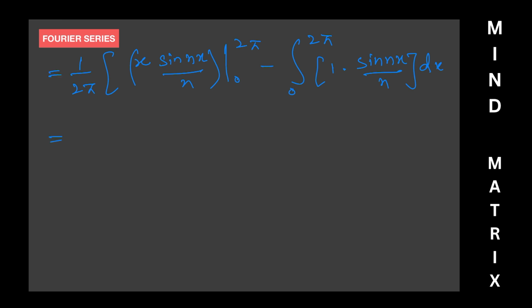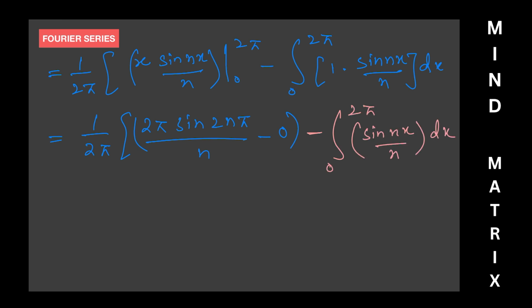When we put the values of integration here, we will have 1 over 2 pi sin 2n pi over n minus, when we put the value of 0 in this, we'll get 0 as the answer. So this minus the integration from 0 to 2 pi of sin nx over n. Now let's solve the integration of sin nx over n.